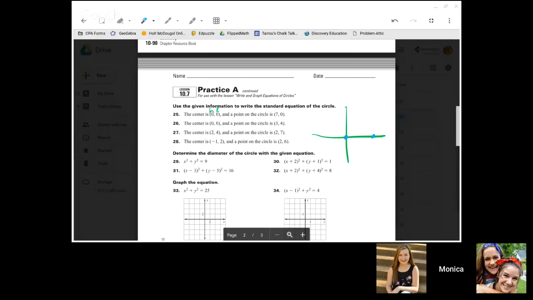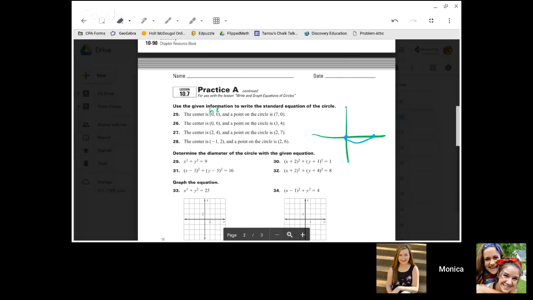Yeah, well, 7 is the radius because it goes from the center out to the edge of the circle here. Okay. So for that one, it's easy. You can just kind of count over and see, oh, it's 7, and then plug in. But for 26, that one's not so easy.